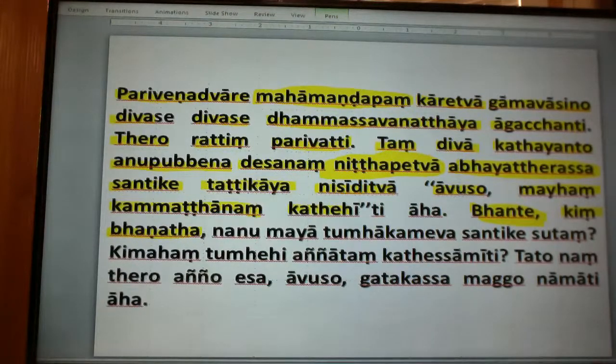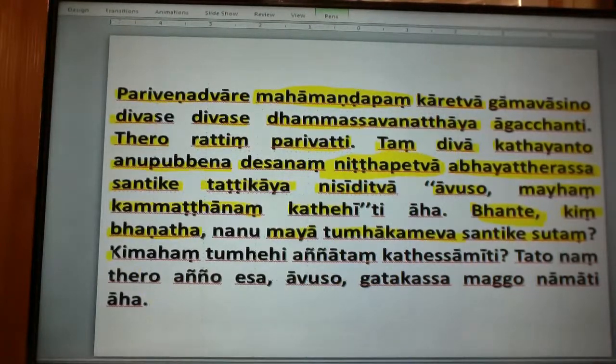He's surprised. So Nanu Maya Toma Kamewa Sandike Sutta. I learned from you. The three baskets, I learned from you. Why do you say like this? The meaning is you already know. You already know the theory, how to practice meditation. So the meaning he mentioned.